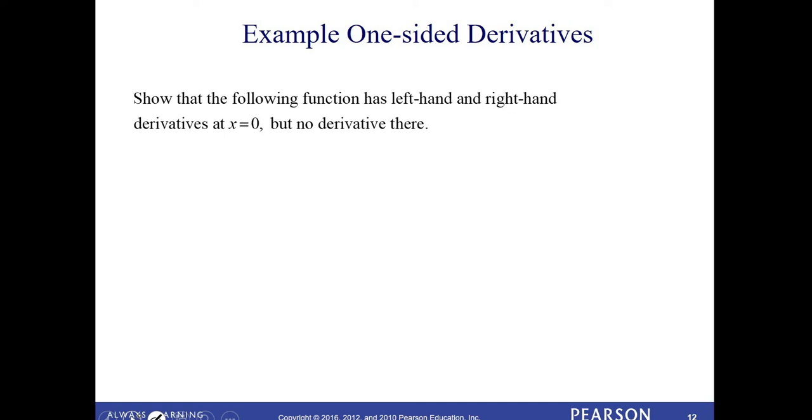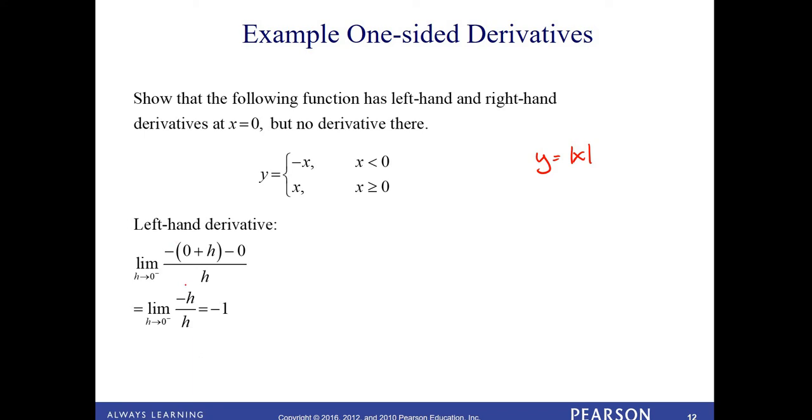So, an example of a one-sided derivative. This will show that the following function has left-hand and right-hand derivatives but no actual derivative. So this is the function we're looking at. I hope that you recognize this as the piecewise description of the absolute value of x. Left-handed derivative: using negative x as h approaches 0 from the left, we get negative (0 plus h) minus 0, over h, which gives us negative 1. The right-hand derivative, using positive x for my right hand, we get positive 1.